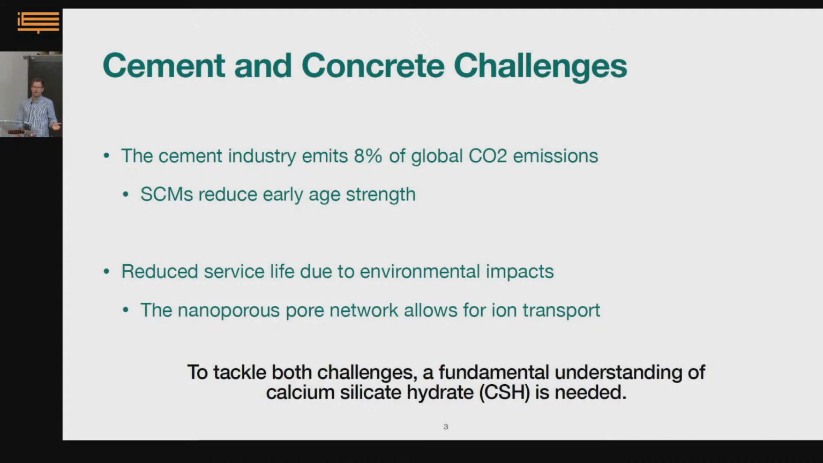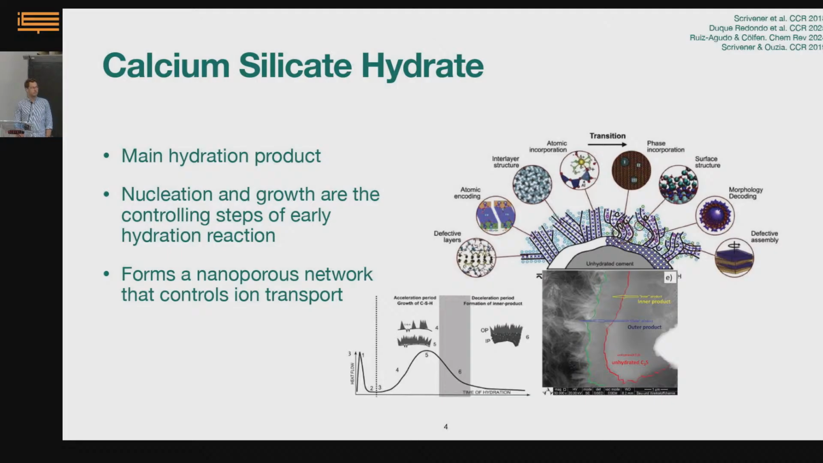To tackle both problems, I think we really need a really good fundamental understanding of CSH, so calcium silicate hydrate. That's because CSH is the main hydration product. It makes up 50–60% of hydrated cement paste. And we know now that its nucleation and growth are the controlling steps of the hydration reaction, which is the SCM problem. And it forms the nanoporous network that controls ion transport, which is the durability problem.